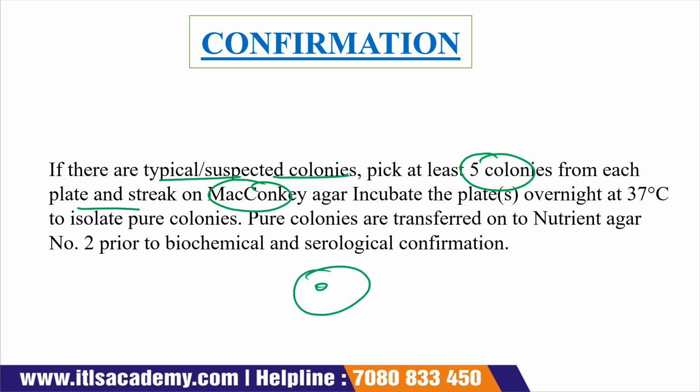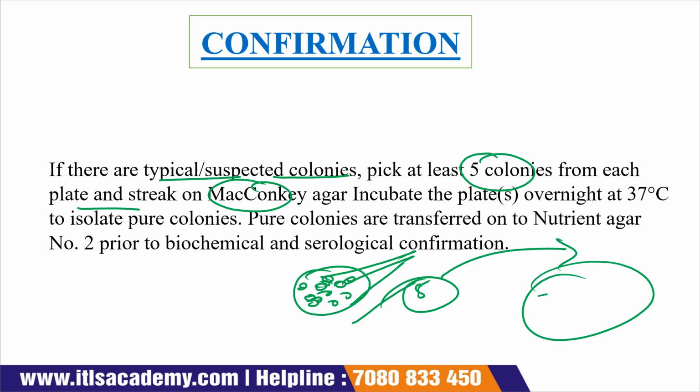Suppose that this is your plate. Now in this plate there are suspected colonies. Now what we do, we take up 5 colonies from each plate, and then we make a streak onto a MacConkey agar plate. Okay, now we take a plate in which we already put the MacConkey agar.